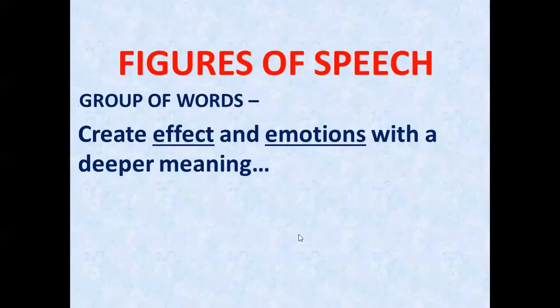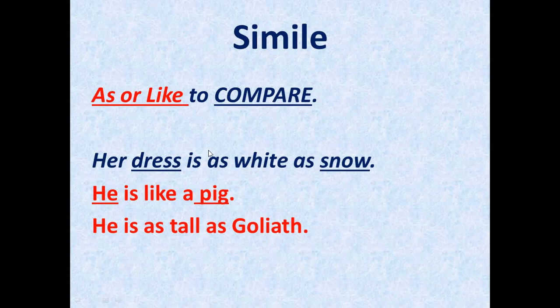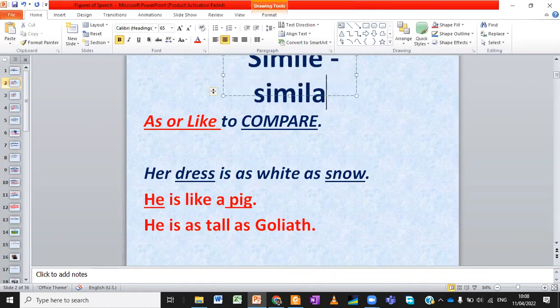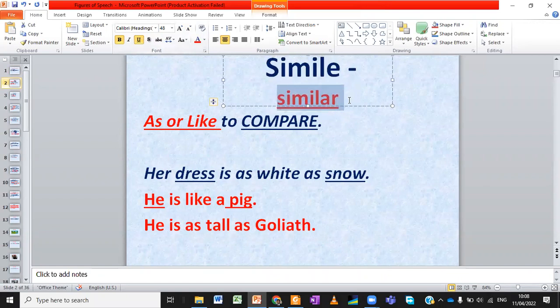So let us start. The first one, like you know, is simile. Simile is derived from the word similar. Can you make a sentence with similar for me? No, make a sentence with the word similar, not simile. Yes, this word, hold on. I believe you can see my screen. A dragon is similar to a lizard.